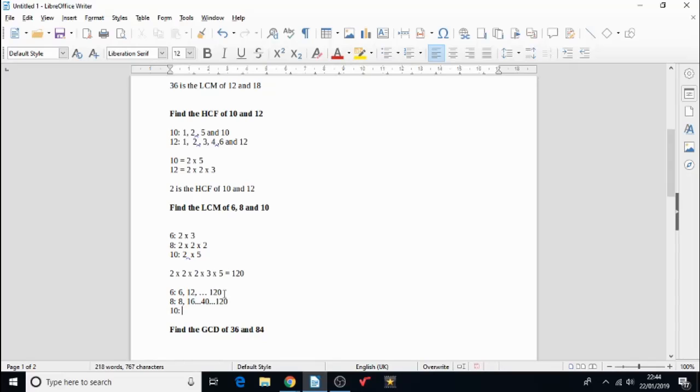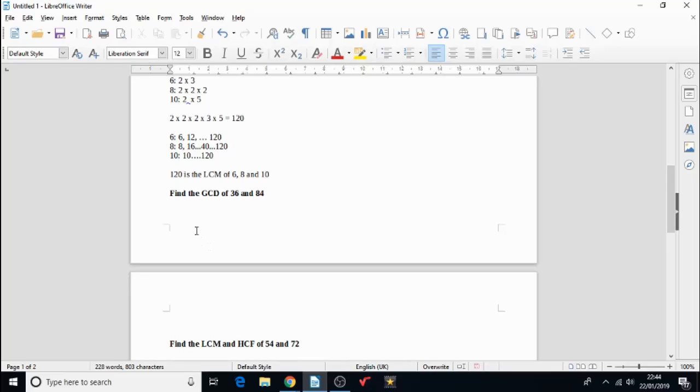So 10, 20, 30, 40, 50, 60, 70, 80, 90, 100, 110, 120. So as you can see, 120 is the lowest common multiple, and you can double check for yourself. So 120 is the lowest common multiple of 6, 8, and 10. Move on to the next question.